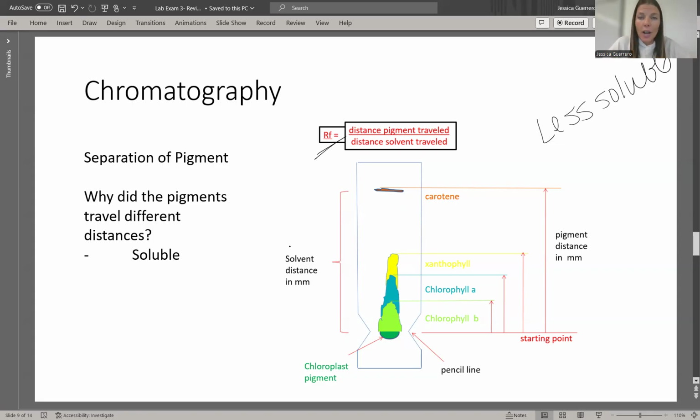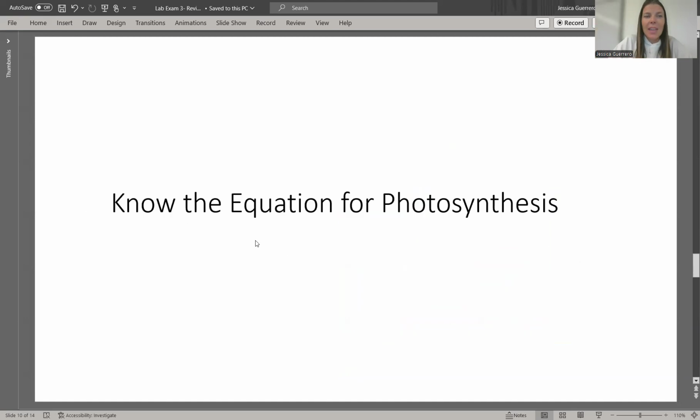So how far did it travel, its solubility? In order to do that, you measure from the starting point how far that individual pigment traveled, and then you divide it by the total distance the pigment traveled. And that's how you get that Rf factor. That also helps you fill out your chromatography questions that are due in class through upload, okay?